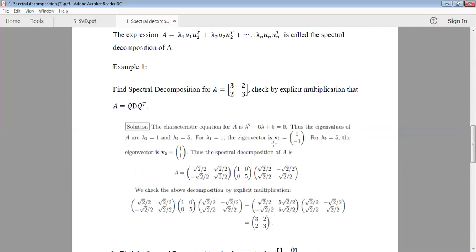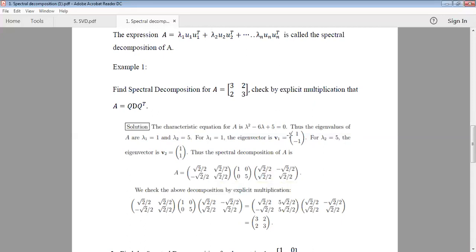So the length of v1 is root 2. So v1 by norm v1 is (1 by root 2, minus 1 by root 2). v2 by norm v2 is (1 by root 2, 1 by root 2). The given matrix A is a symmetric matrix, so it is diagonalizable. A equals Q D Q transpose, where Q is an orthogonal matrix. The columns of Q are the orthonormalized eigenvectors.